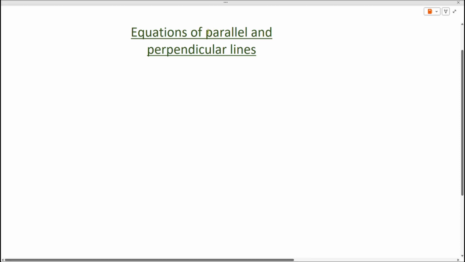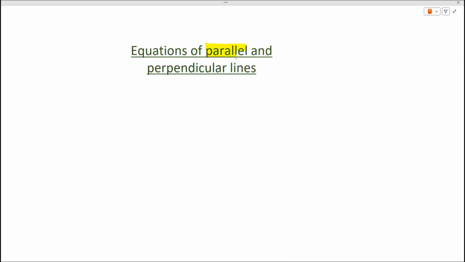Hello, in this video we learn how to write the equations of lines which are either parallel or perpendicular to a given line. Let us look into the concept of what parallel and perpendicular lines are. Parallel lines are the lines which do not meet at any point. Even if you extend them in both directions, they will never meet at all. So these two lines are parallel lines.